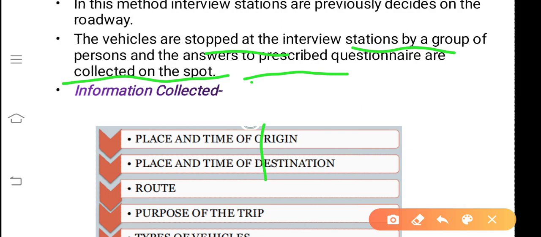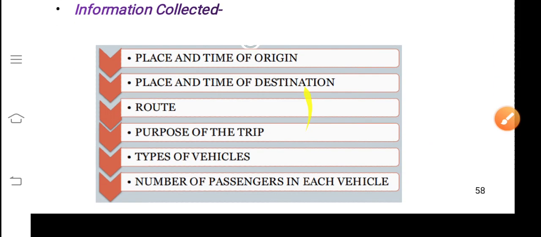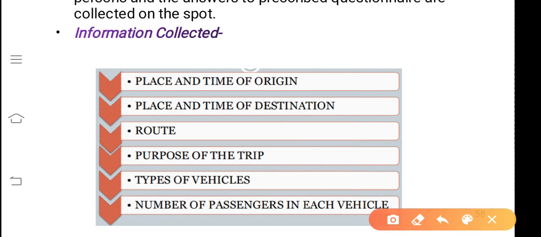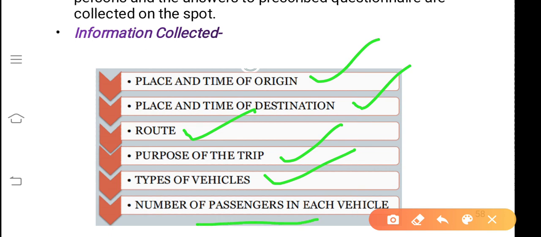Information collected. What information is to be collected during this survey by the team: place and time of origin, place and time of destination, the route by which they are traveling or making the journey, purpose of the trip, why they are moving in the traffic stream, types of vehicles, which type of vehicle they are using, whether two-wheeler, three-wheeler, four-wheeler, etc. Number of passengers in each vehicle. In those vehicles, how many passengers usually travel daily.